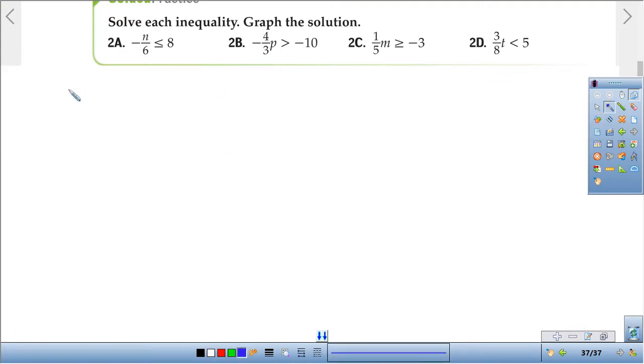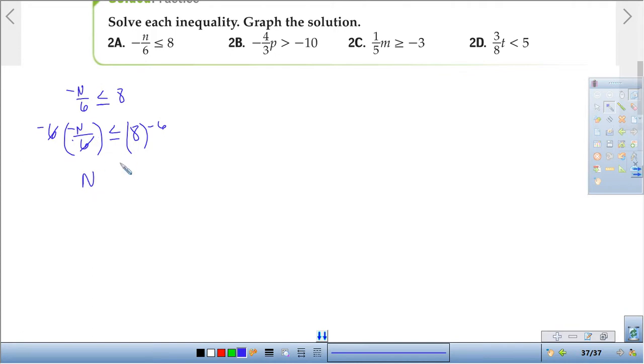So let's look at this real quick. I'm going to have n over 6 less than or equal to 8. This one's being divided by a 6. So what I would do, multiply. If I multiply by a 6, these would cancel out, but still these are negative. So I'm going to multiply by a negative 6. When I multiply by a negative 6, they cancel out the negativeness, and I'd have n. Since I multiplied by a negative, this thing switches.